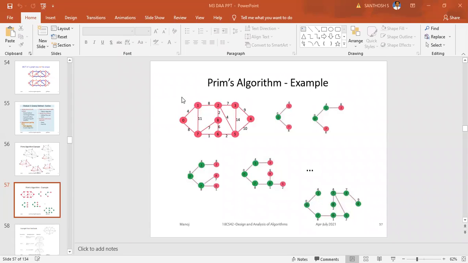So now from 1 you keep in your mind you are having 4, 11 and 8. In that, which is the minimum one you are having? The minimum one is 1 to 0, but 4 is already been taken. So you go with 1 to 2 as 8.